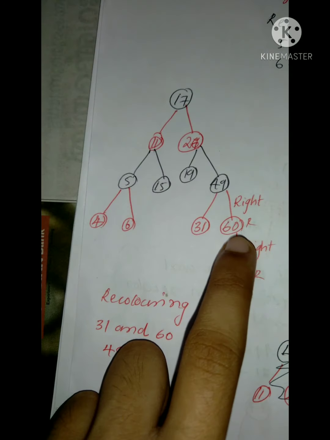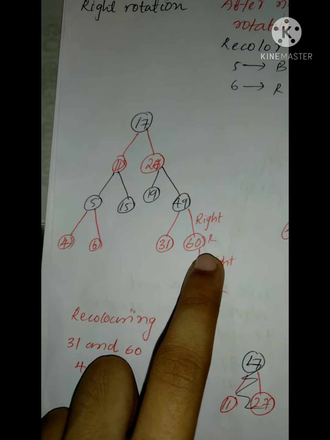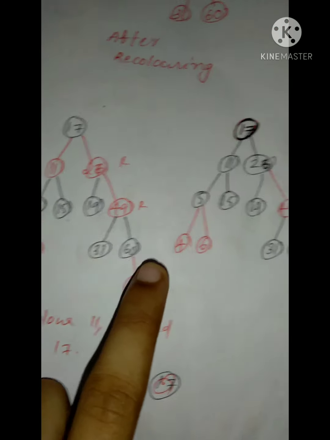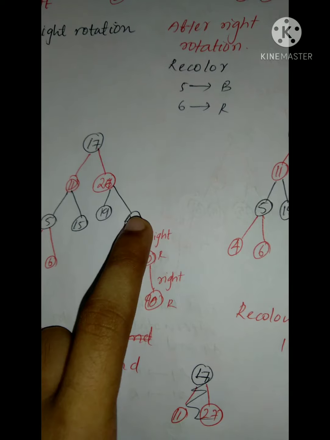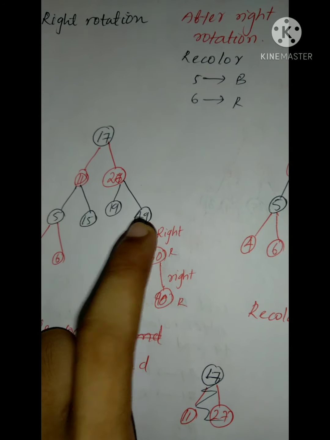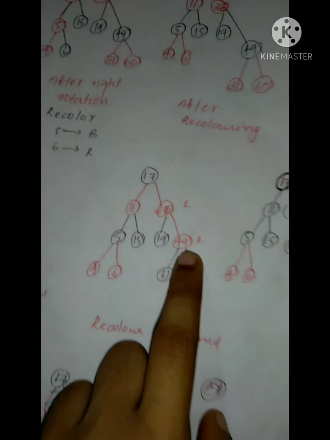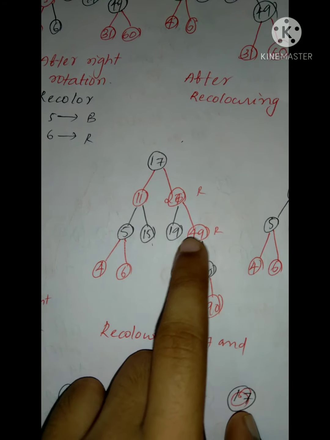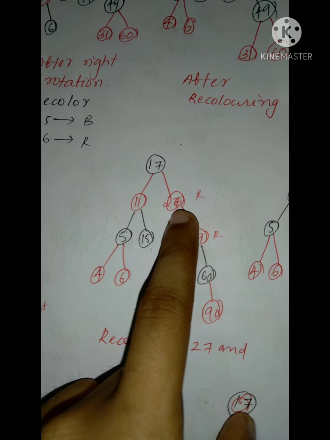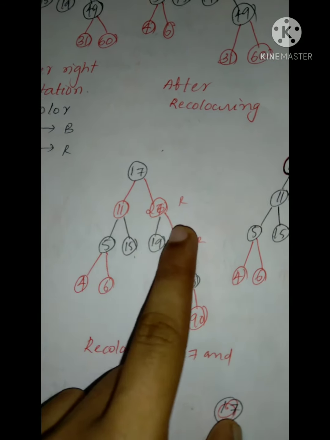So we want to check for the parent's sibling. Parent's sibling is 31. So we want to recolor 31 and 60. We have recolored 31 and 60. Then another rule is there. We want to check the parent. Parent is not a root node, so we want to recolor this also. So here I have recolored 49 also. Then here is also an RR conflict, so we want to check the parent's sibling, which is 11, and it is also red, so we want to recolor these two. We have recolored these two.